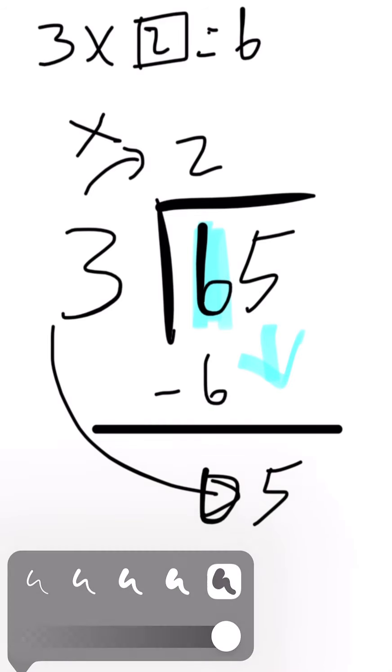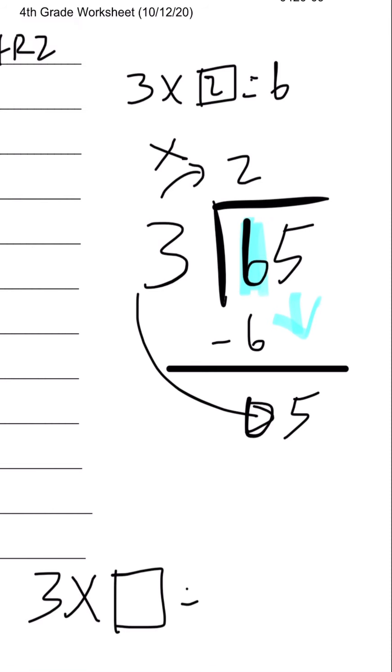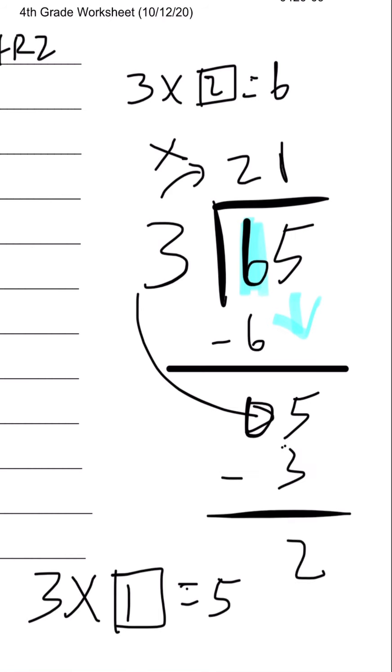And then you want to multiply this way. So you do 3 times what gives you closest to 5? 3 times 1 is pretty close to 5. So we'll write 1 up here, and you can do 5 minus 3, which is 2. So you'll get 21 remainder 2.